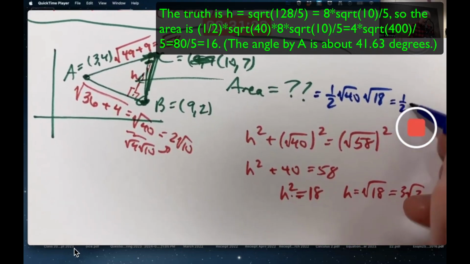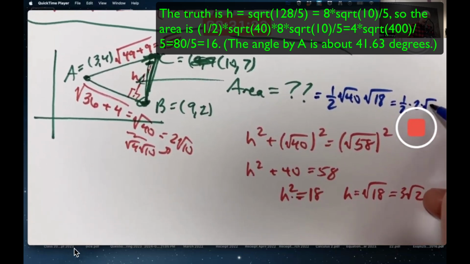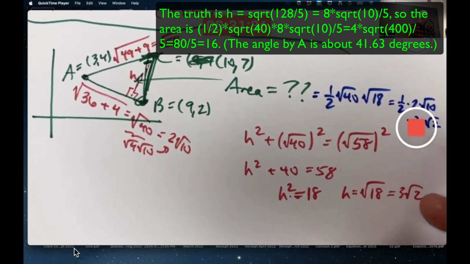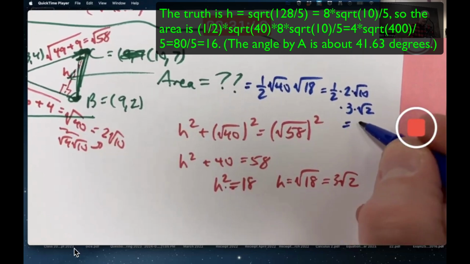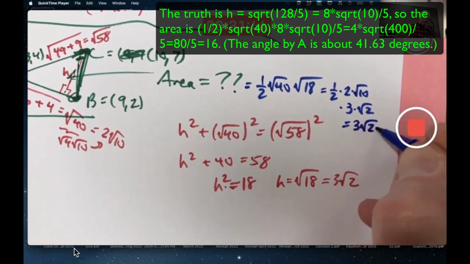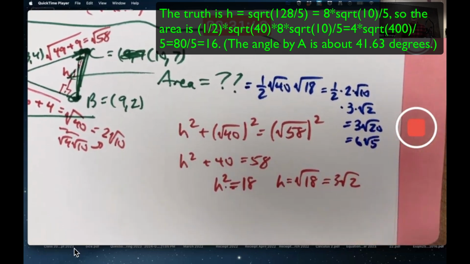One half times 2 times square root of 10 times 3 times square root of 2. It's not a nice number. Looks like it's 3 square root of 20, 6 square root of 5, if I've not made a mistake.